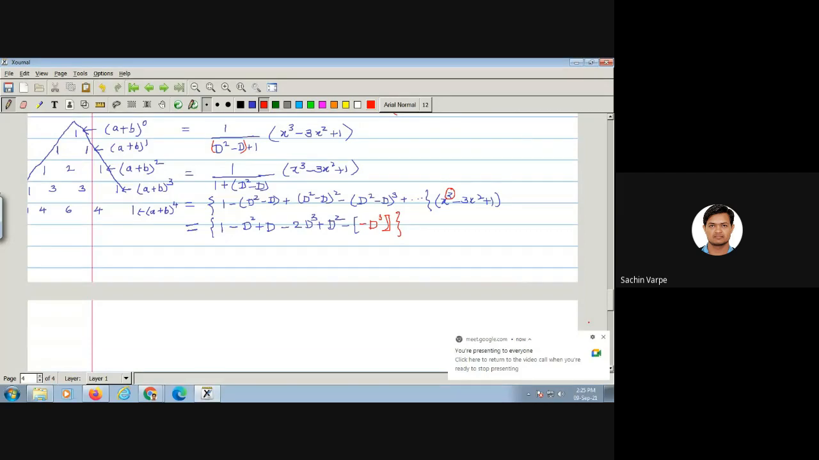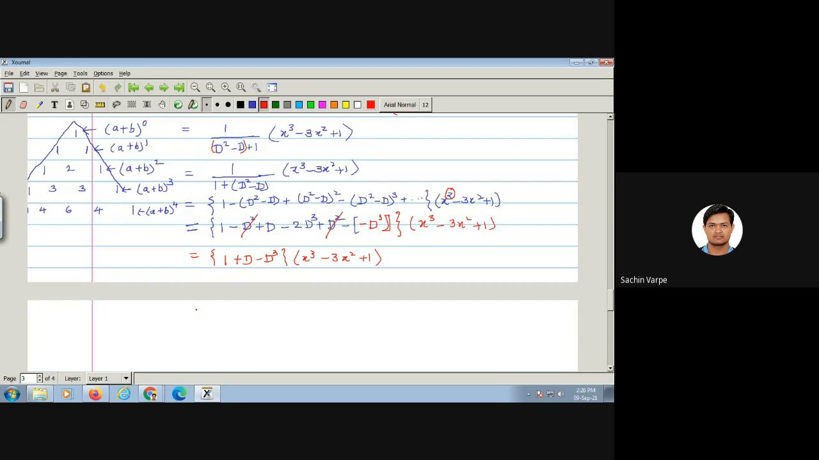यहाँ तक clear है सबको? Yes, sir. That is operated on x cube minus 3x square plus 1. Let us now simplify the expression, last step. 1 minus, this will get cancelled, right? Minus 2D cube plus D cube will be minus D cube. Is this okay? Check the signs, okay? Check the calculations. x cube minus 3x square plus 1.